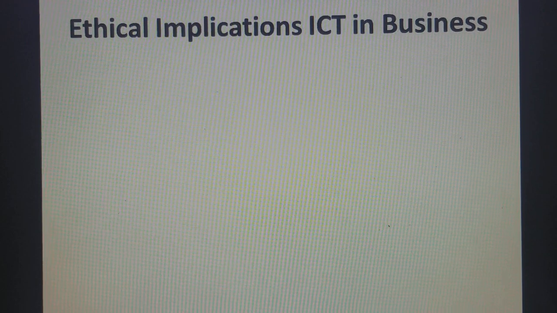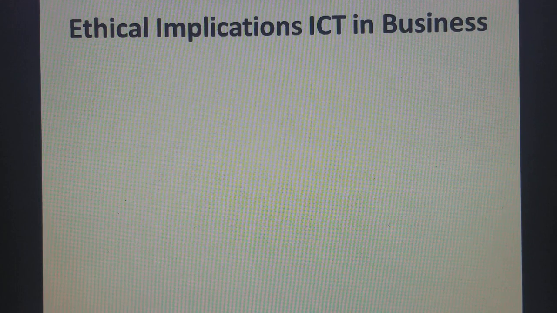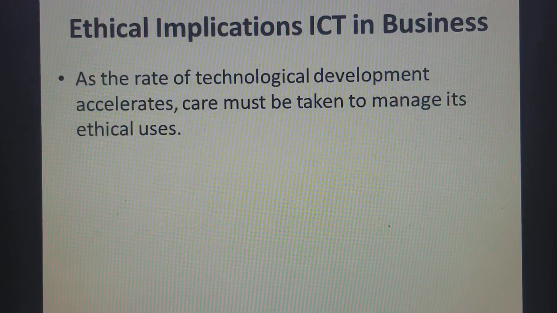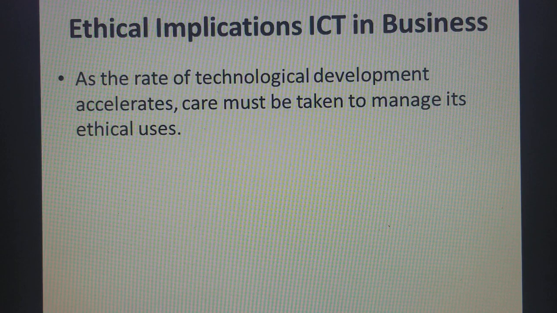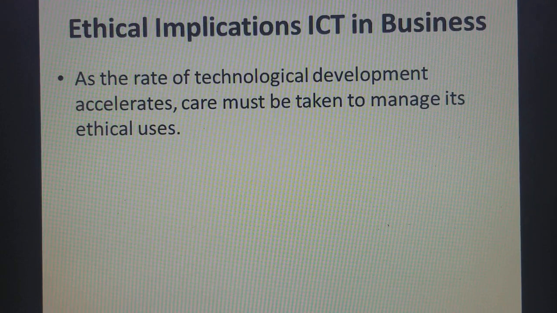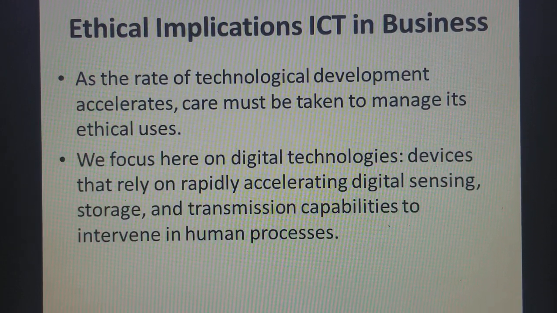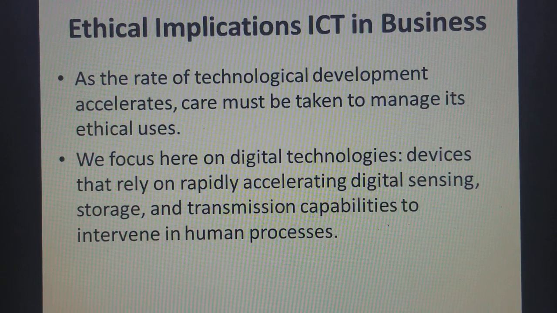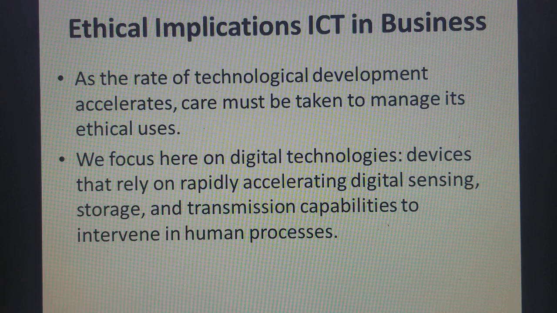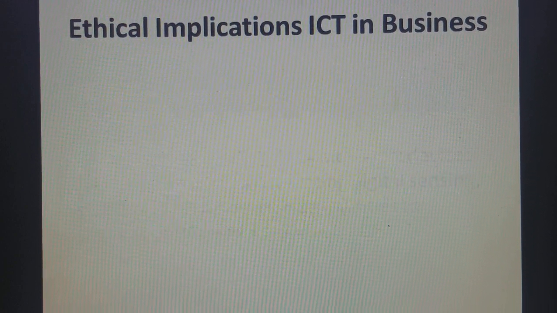Let's now close by looking at ethical implications of ICT in business. As the rate of technological development accelerates, care must be taken to manage its ethical uses. Now we focus here on digital technologies, devices that rely on rapidly accelerating digital sensing, storage and transmission capabilities to intervene in human processes.